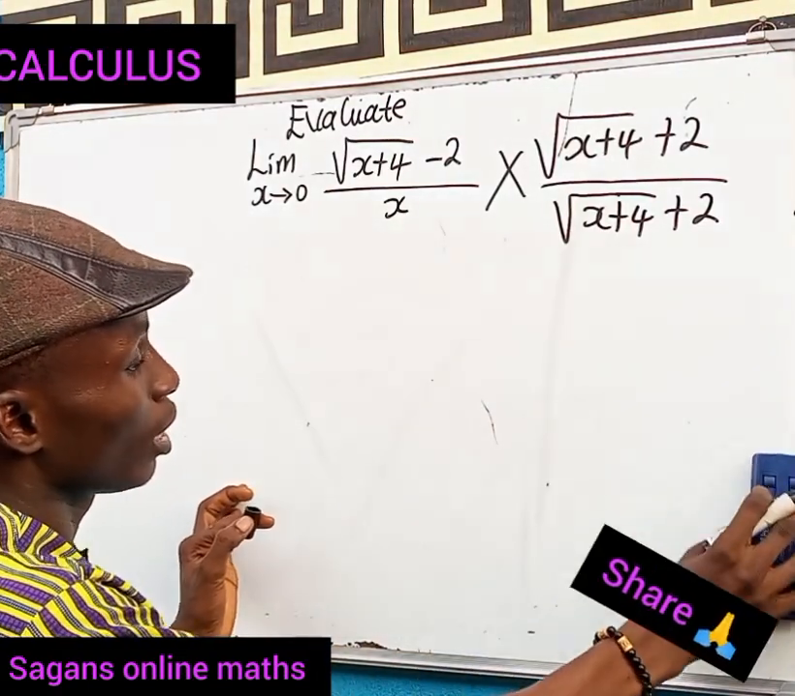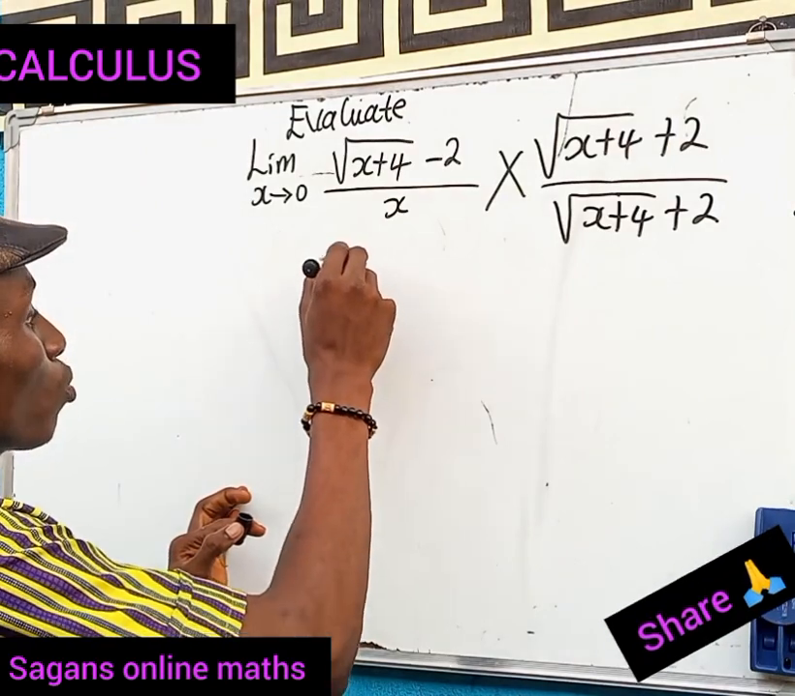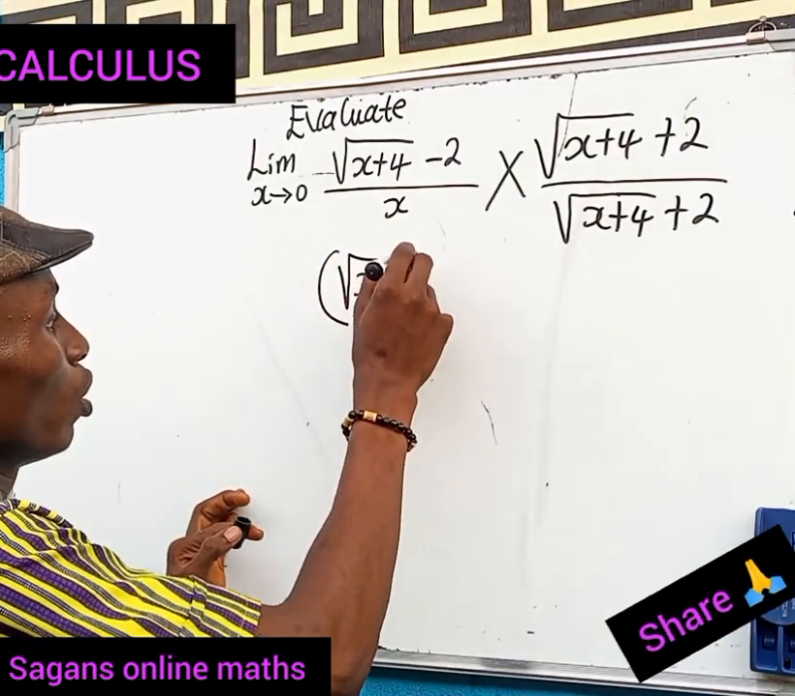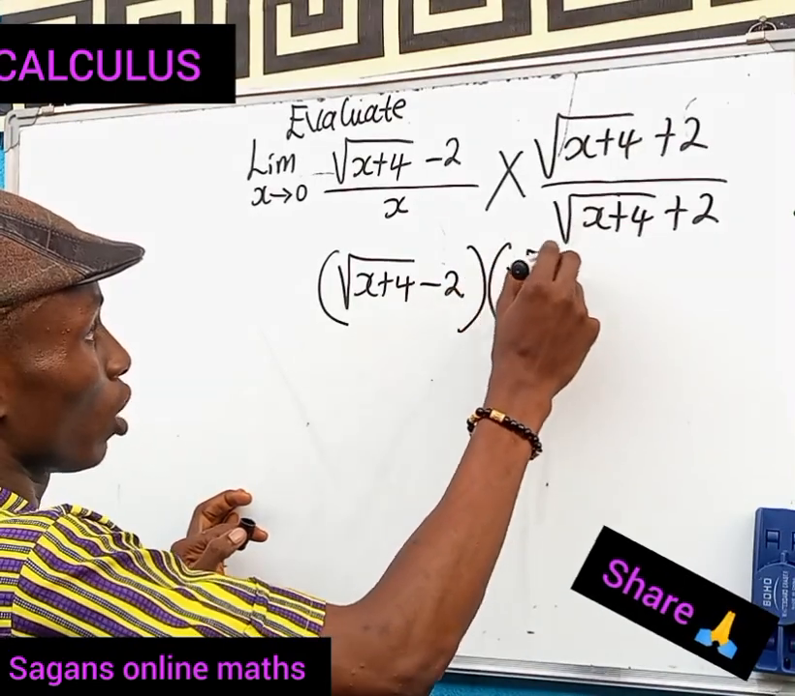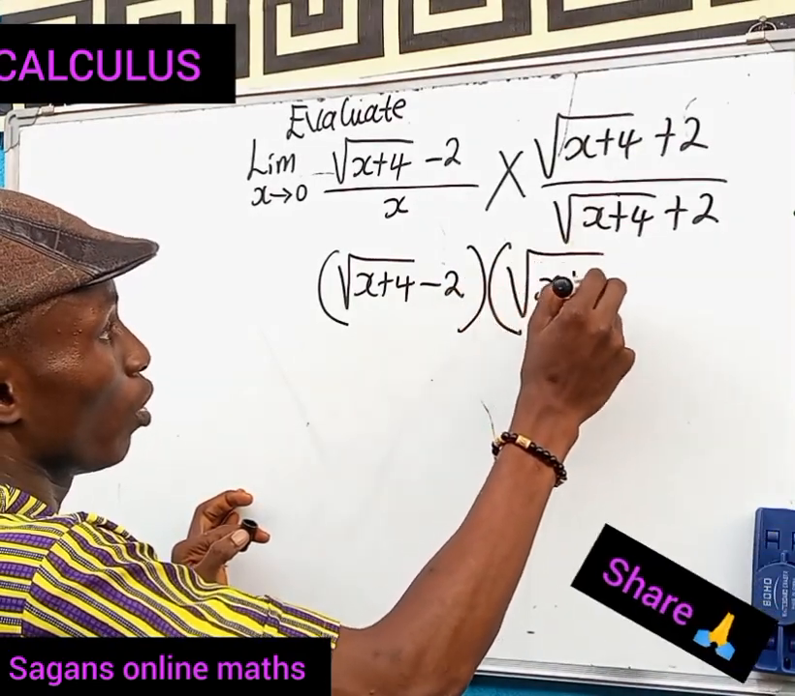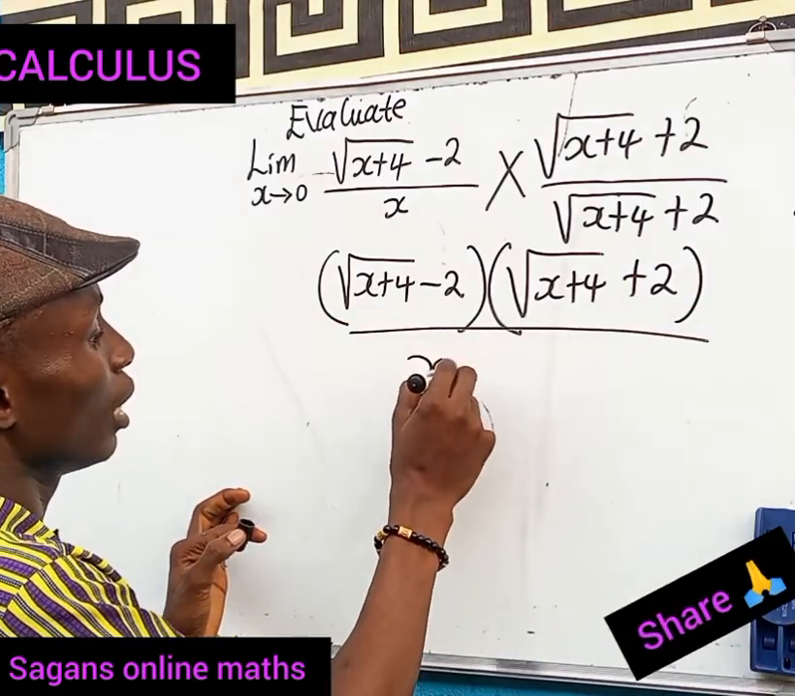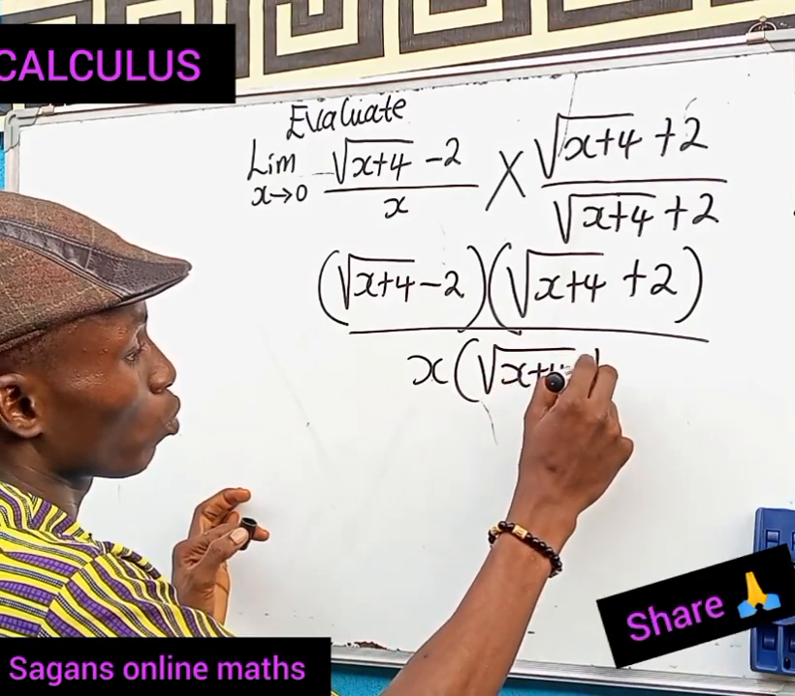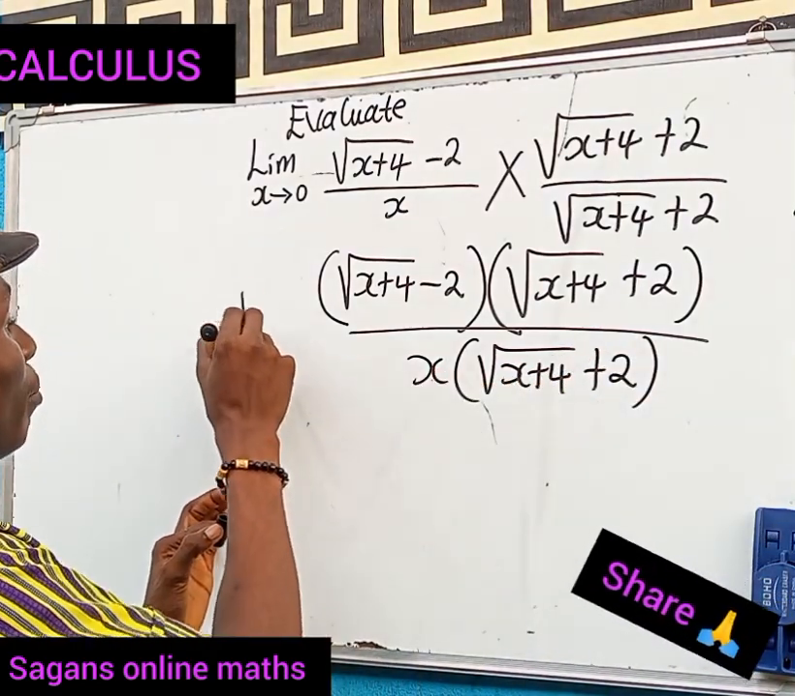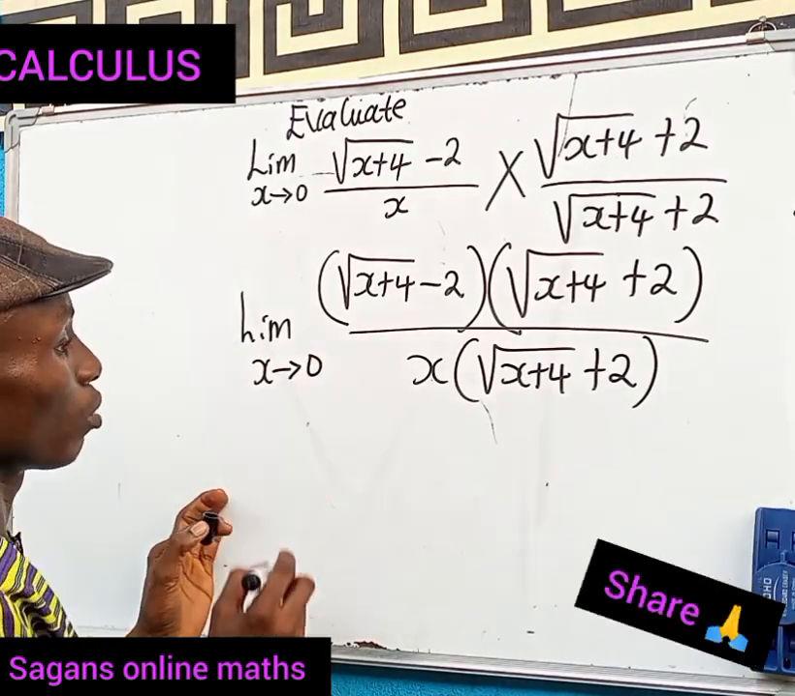Very simple and interesting. Now, this is the same thing as root x plus 4 minus 2 into root x plus 4 plus 2, divided by x into root x plus 4 plus 2. And remember that our limit is as x tends to 0.